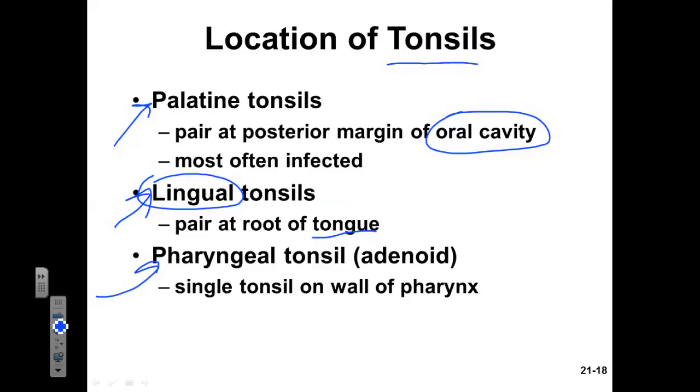And then finally, we have the pharyngeal tonsils. The pharyngeal tonsils are a mass of lymphatic tissue in the pharynx. Most people don't call them the pharyngeal tonsils, though. Most patients will refer to them as the adenoids. That's the old school name that's being phased out right now.